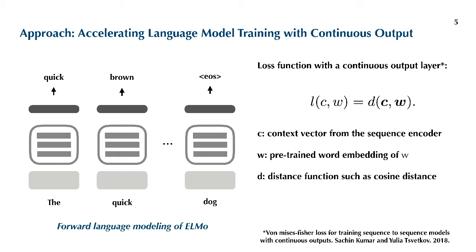Essentially, we're predicting the word embedding instead of the word. This approach was proposed by Kumar and Tsvetkov and used for machine translation. We're the first to test the continuous output layer for contextualized representation learning.